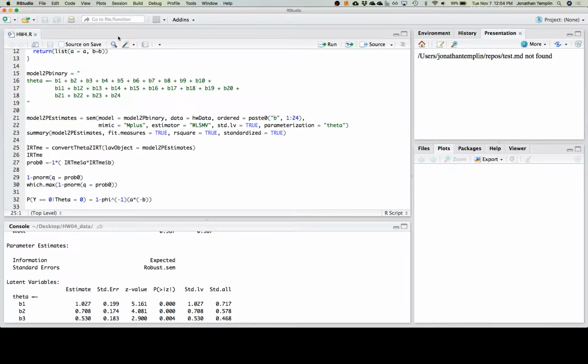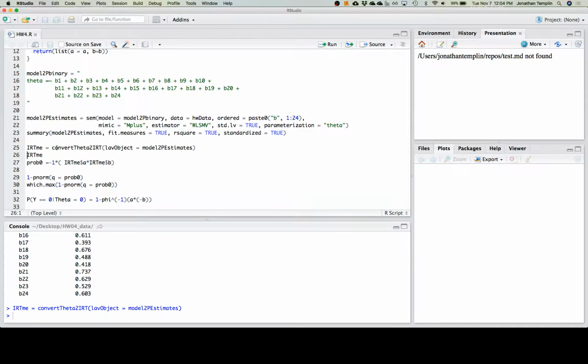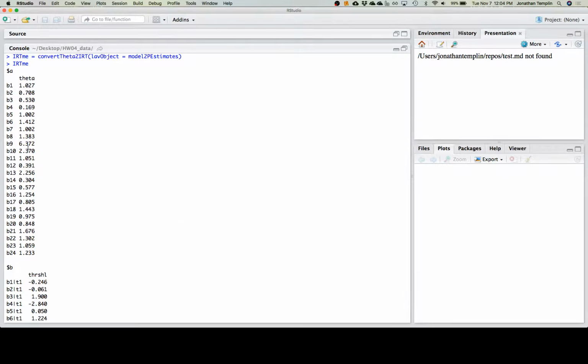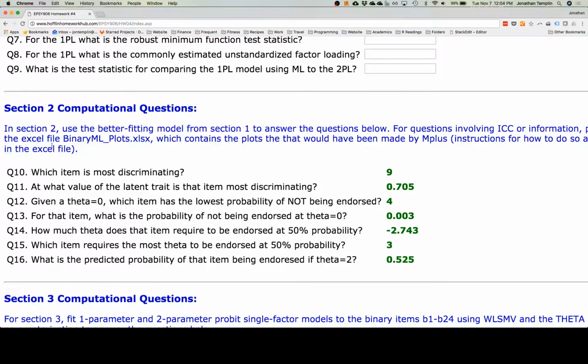And if you wanted to check that, I have this. If I take my lavaan estimates and send them to my convert theta to IRT function, I can take a look at the discriminations it spits out, the A parameters, and you'll see item 9 still is the highest. And actually, the A parameter is exactly equal to the loading. The loading, yes, thank you. Sorry. Okay, so doing that one all right.